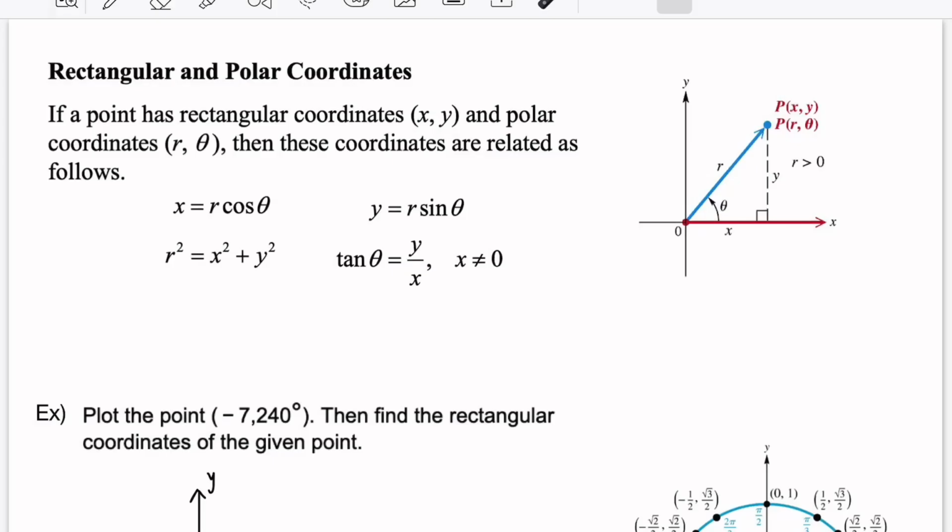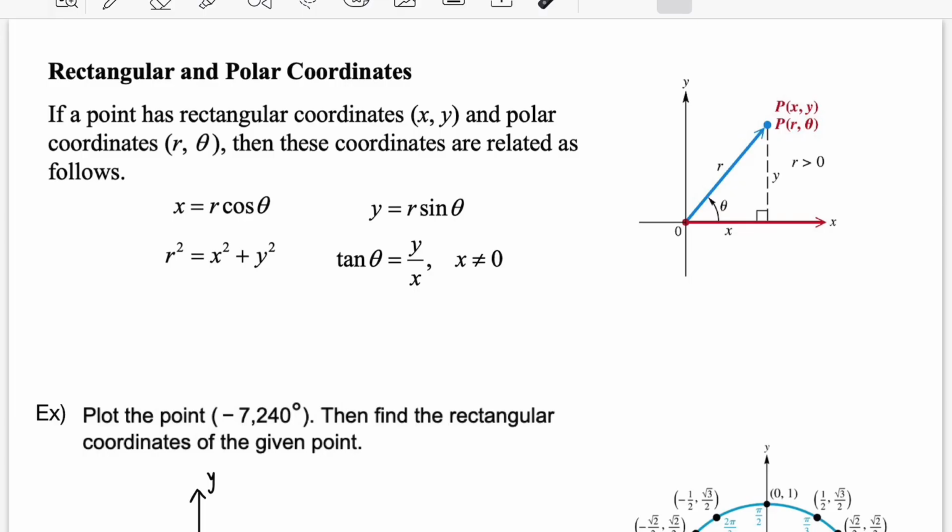In this video, we're going to go over section 11.6 from our textbook, which is on polar equations. So first, we're going to talk about rectangular and polar coordinates. If a point has rectangular coordinates x comma y and polar coordinates given by r comma theta, then these coordinates are related as follows with these equations here.